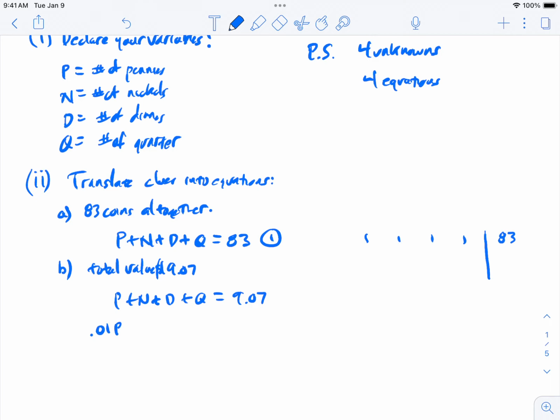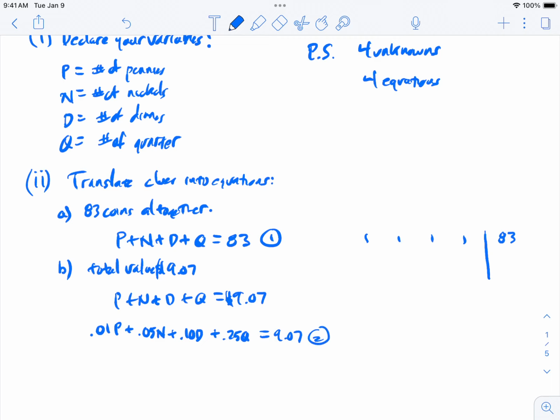So if you want to know the value in dollars, you take the number of pennies and multiply it by 0.01. You want to know the value of your nickels? You take the number of nickels and multiply them by $0.05 each. You want to know the value of your dimes? You take the number of dimes and multiply them by 0.10 each. And so on for the quarters. You take 0.25 times the number of quarters, that gives you the dollar value of the quarters. That adds up to 9.07. And that's our equation too.